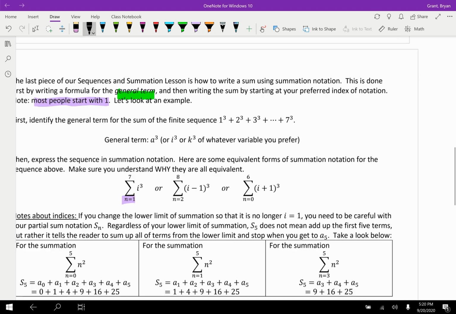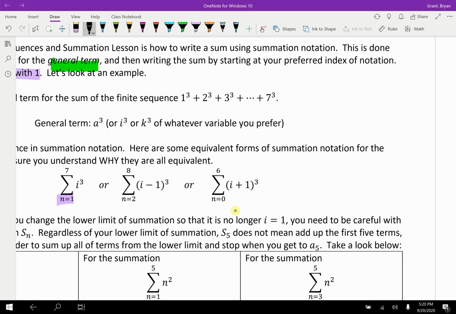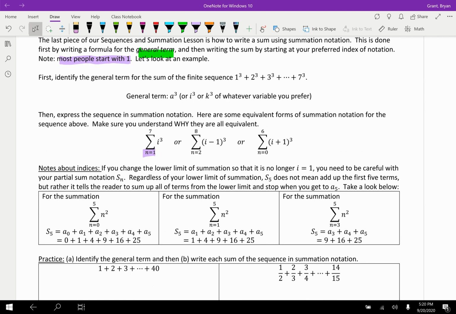Imagine you were summing up 1 cubed plus 2 cubed plus 3 cubed all the way up to 7 cubed. Well, the first thing you'd want to do is write the general term. And I think you can tell the thing that is constant every time is that there is a cube. So there needs to be a cube in your answer. The thing that is varying, the variable here, is that 1, 2, 3, the base. And so that's where the a comes from, or i cubed or k cubed or whatever sounds good to you.